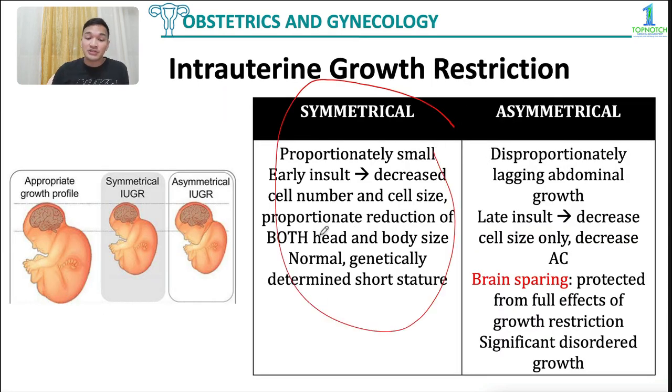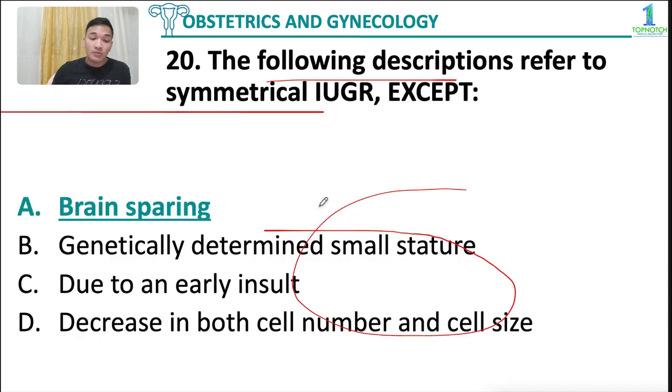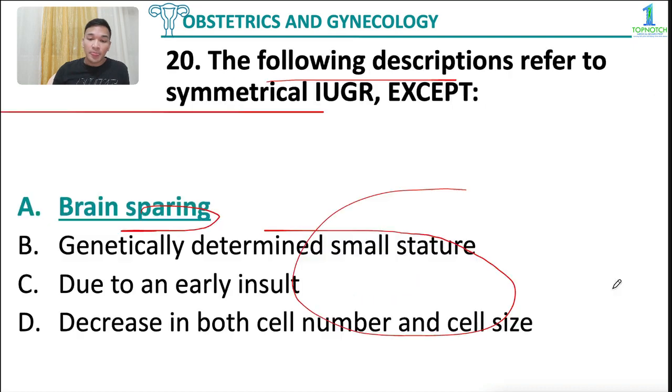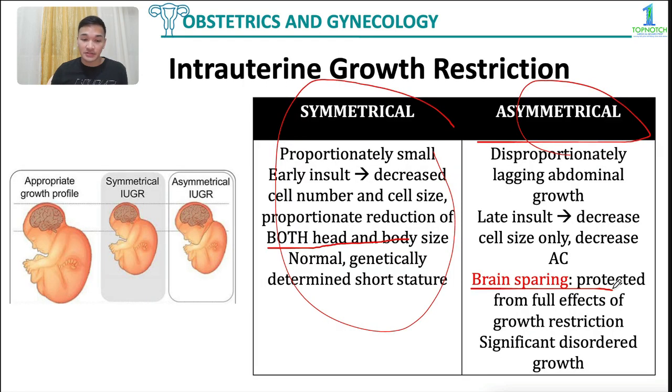So, pag symmetrical IUGR, both the head and the body are proportionately reduced in size. Okay? Yung brain sparing, nangyayari lang siya sa asymmetrical IUGR. Okay, so parang sa question na to, pinag-differentiate lang para malaman kung alam nyo yung difference ng symmetrical at asymmetrical IUGR. Okay, so I'll just leave this to you para aralin.